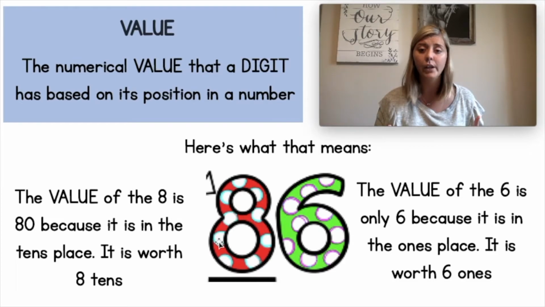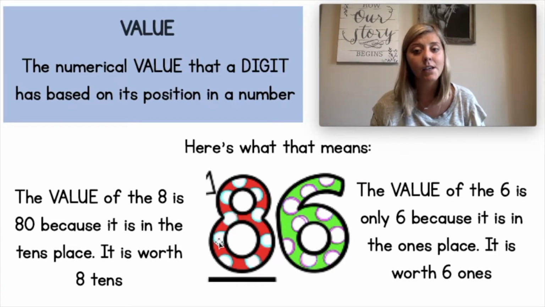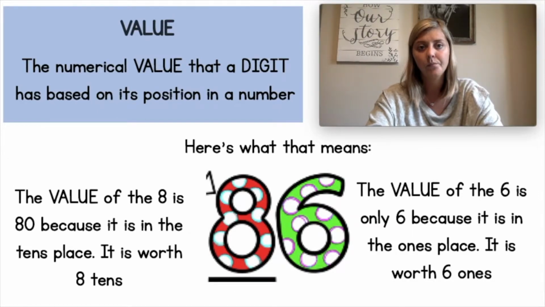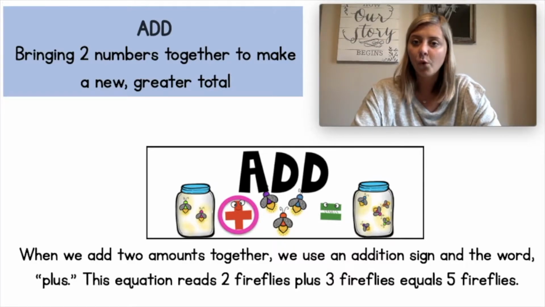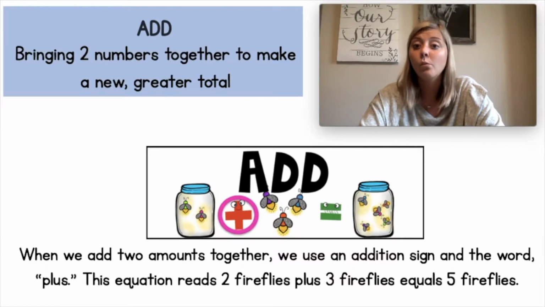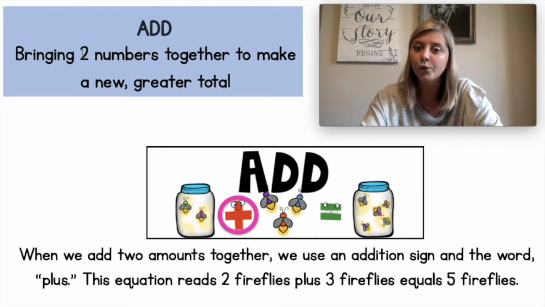You're also going to have a value of 6 because the digit 6 is in the ones place, meaning that it's worth 6 ones. Before we add two-digit numbers, let's go over the vocabulary for addition. So when we add, we are bringing two numbers together to make a new greater total.